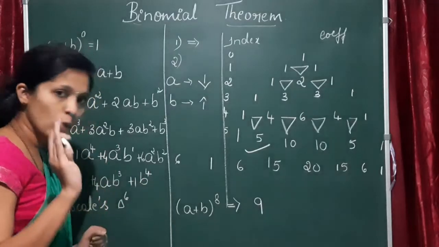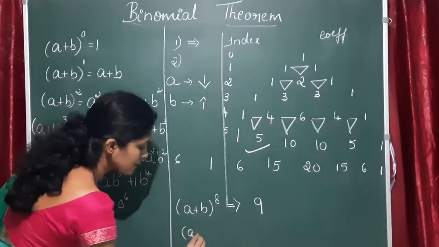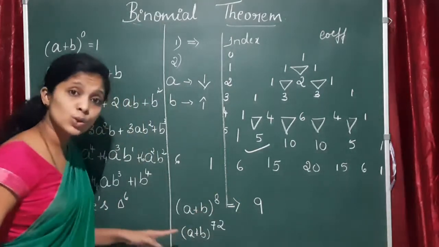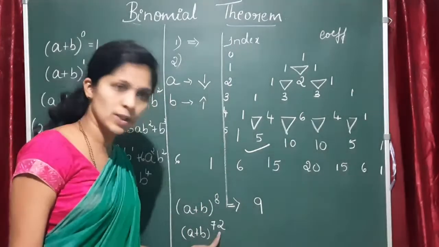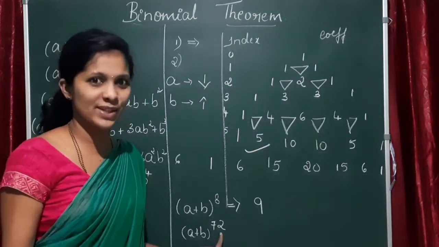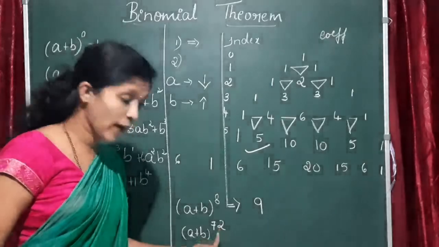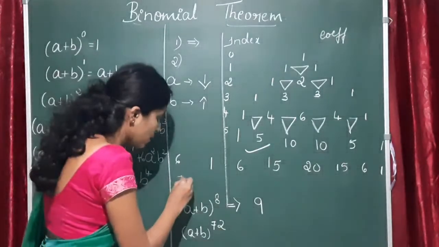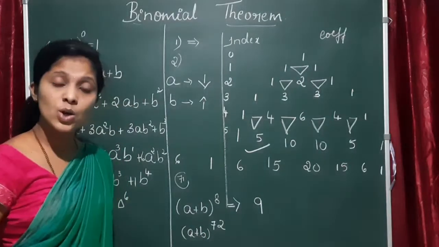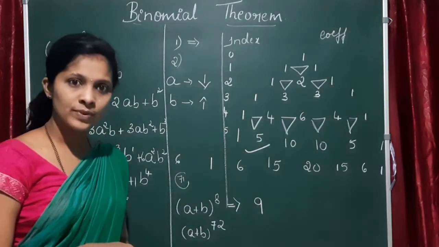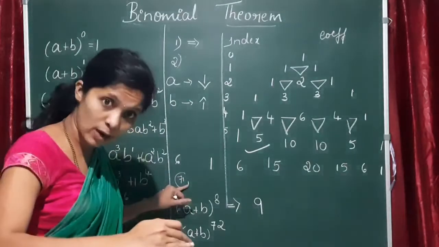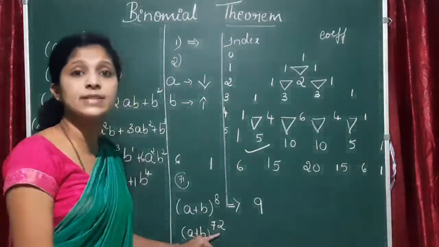Now, if I want to find (A plus B) whole to the power 72, that is not easy, because there will be 73 terms, right? It is difficult. To find that, I have to write till 71 to get the coefficients. Then only I will get the 72. So even that will be very lengthy, right? 1, 2, 3, 4, 5, 6, like that till 71 I have to write. Then the 72nd will be this expansion.